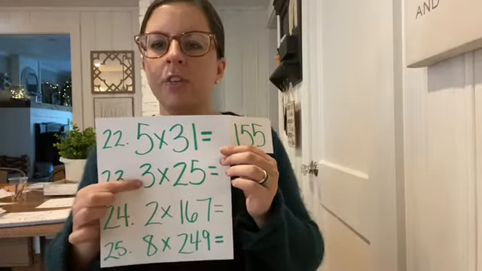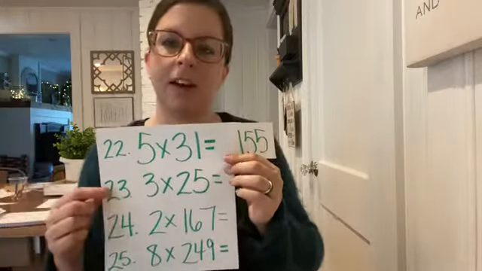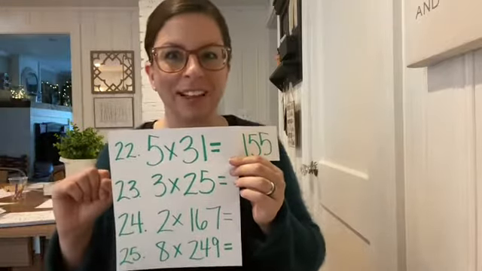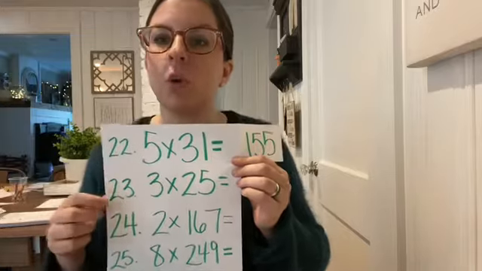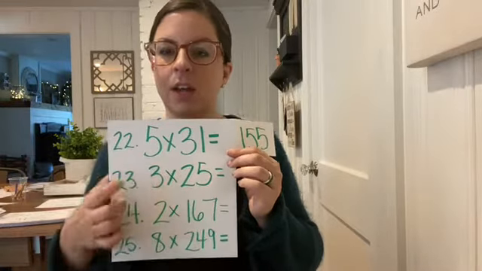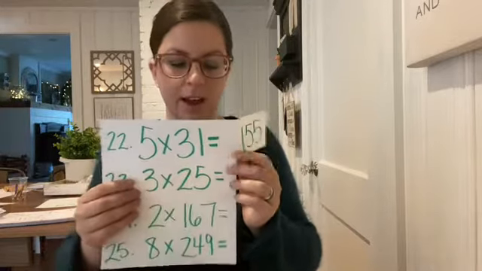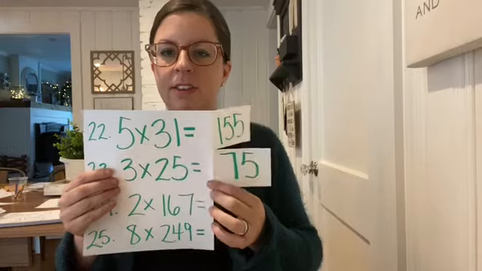All right, 3 times 25. What's a compatible number to 25? 25. Think of quarters. So this estimate is going to be spot on. Three quarters for money, 3 times 25, yes, 75.